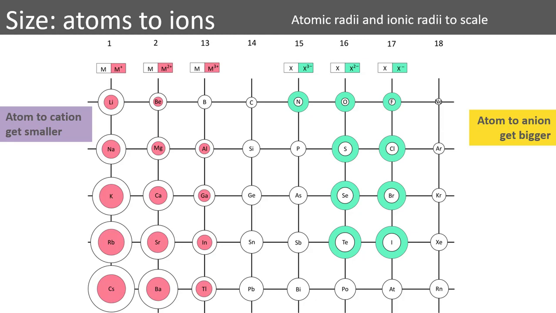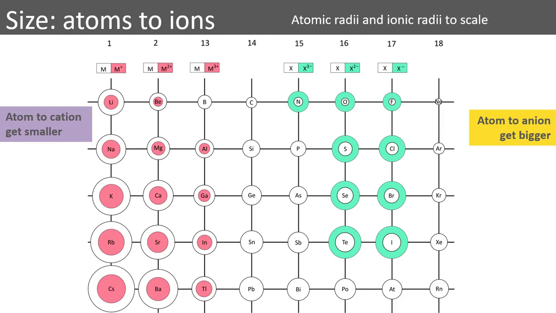Here's a more extreme example. Look at cesium. Take one of its electrons away and the radius drops by 1/3. In the neutral cesium there are 55 electrons. In the cesium 1 plus cation there are 54 electrons in a much more confined space.